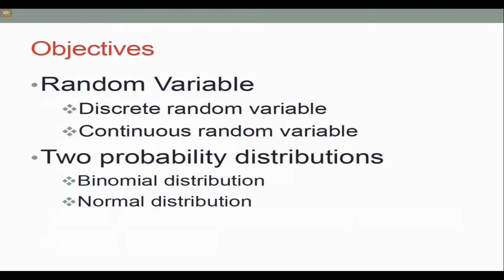Today, I'm going to talk about how to link the probability distribution with real data analysis using the random variable. So I'm first going to introduce what a random variable is, and there are two types of it. One is the discrete random variable. The other is the continuous random variable. Then I'm going to introduce two important probability distributions. One is for the discrete random variable. We're going to introduce the binomial distribution. The other is for the continuous random variable. It is the normal distribution.